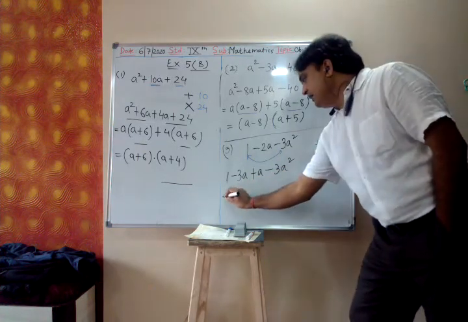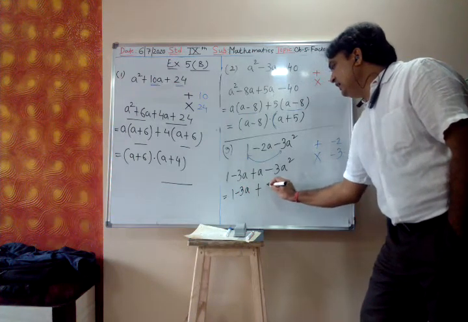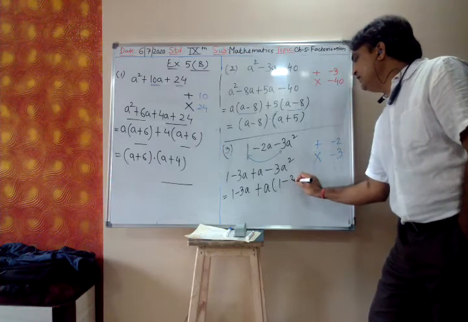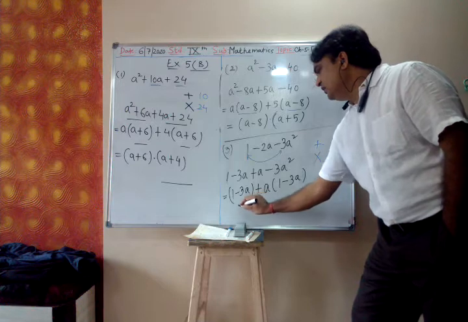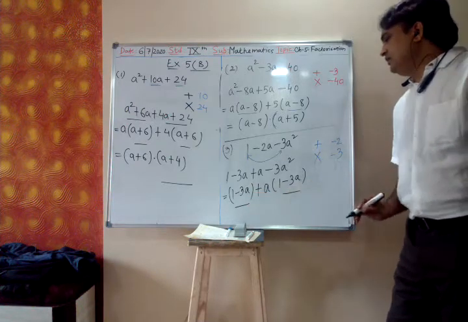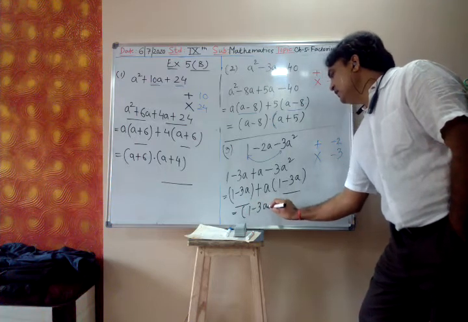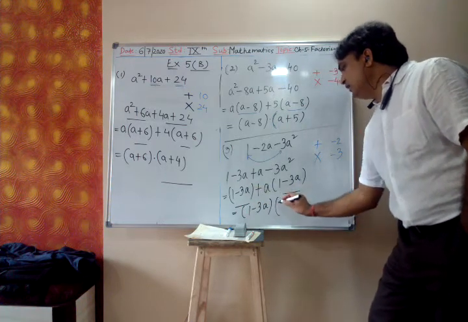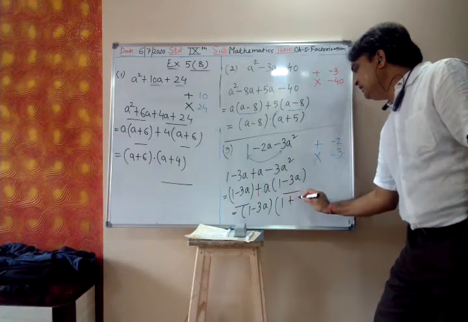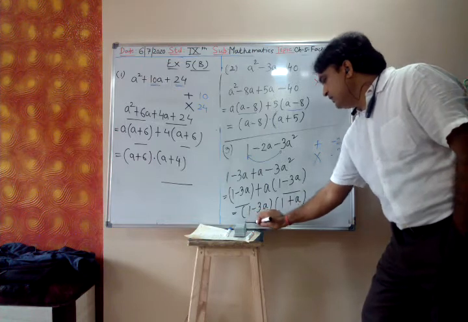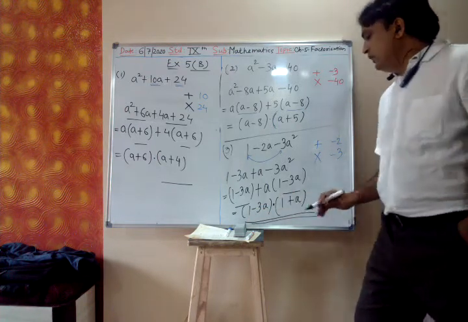Now first I will keep 1 minus 3a as it is. Plus second, a is common. Then what is left? 1 minus 3a. Now 1 minus 3a is common. Are you getting? So what is left? In place of this, 1 will be left. In place of this, a will be left. 1 plus a or a plus 1, both are the same. So 1 minus 3a into 1 plus a.